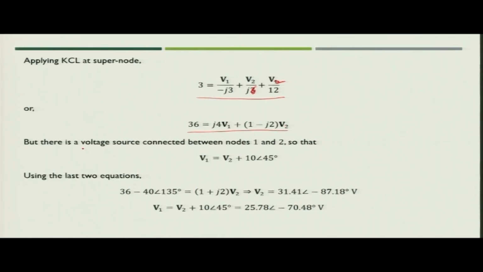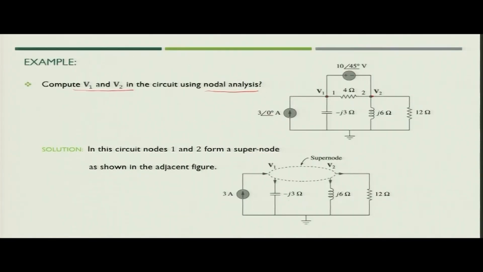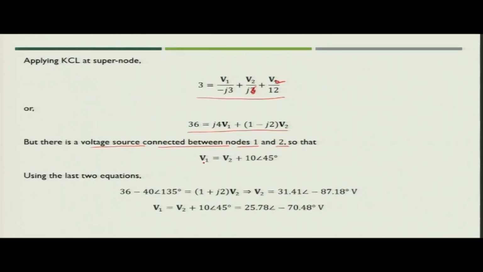Now, we also know that the voltage source is connected between nodes 1 and 2. So, we can say that V1 is nothing but V2 plus the value of 10 angle 45 degree. So, we will write V1 is equal to V2 plus 10 angle 45 degree. Now, we can place the value of V1 in this equation.